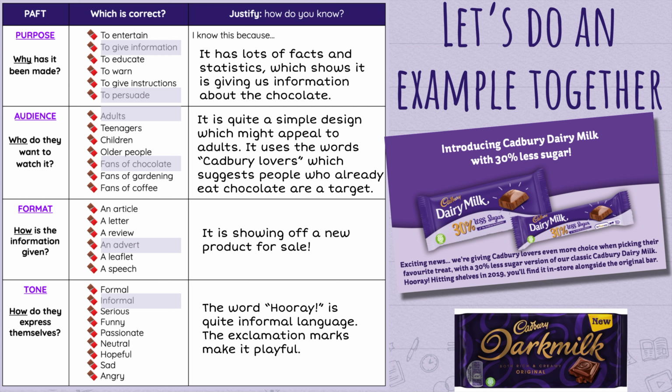And for that particular advert, I want you to justify your ideas. So how do you know from looking at the advert who it's for and why it's been made, etc. So have a go at doing that one, and then come back for the fourth and final task of this week's lesson.